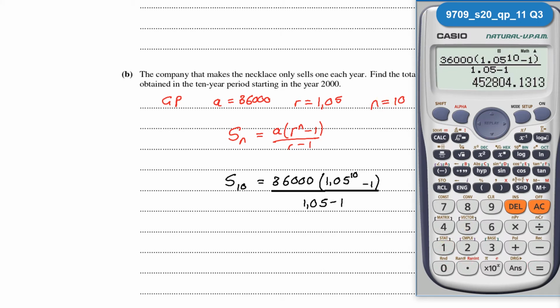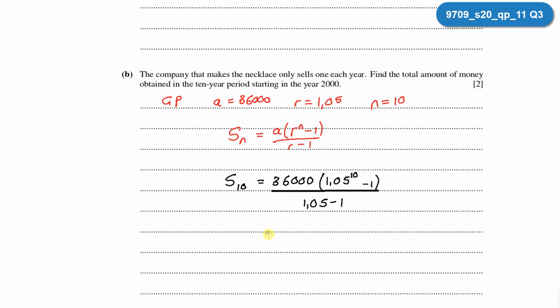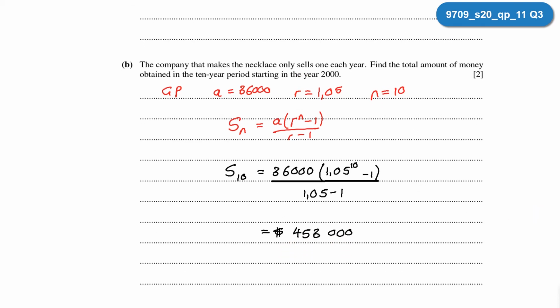So what we're getting from our calculation is 452,804. So to 3 SF, we'll just say 453,000. So that's what we get. So that's 453,000. And that's the total amount of money obtained in the 10-year period starting in the year 2000. And that's it for question number 3.